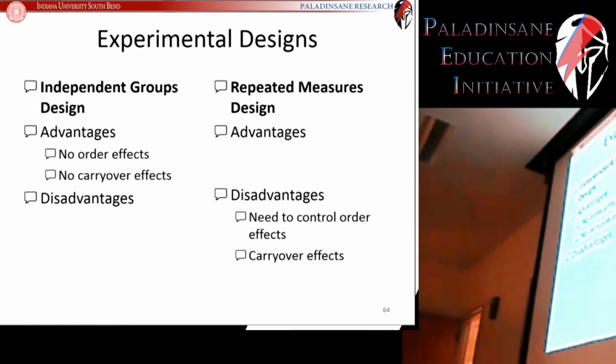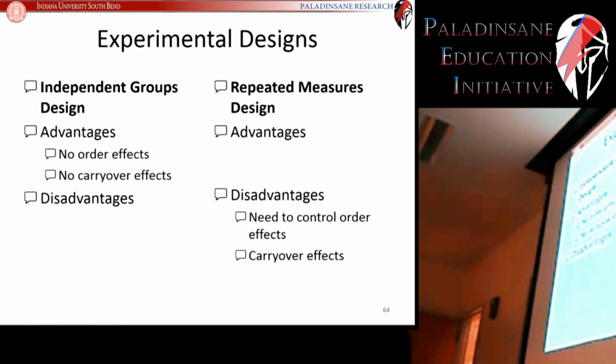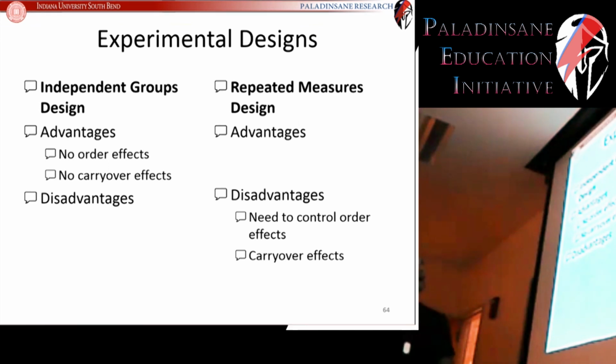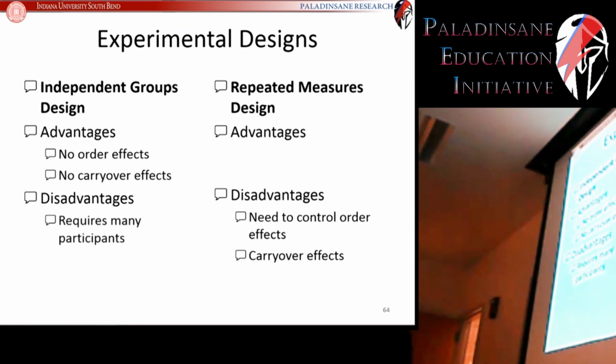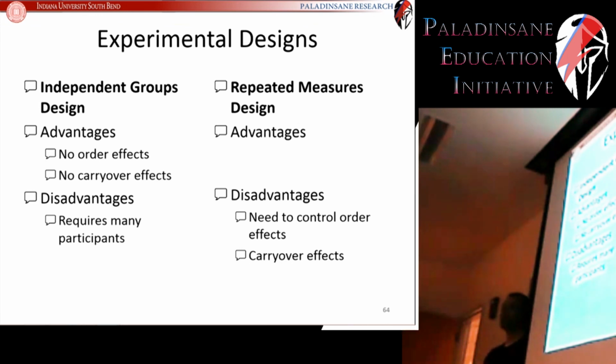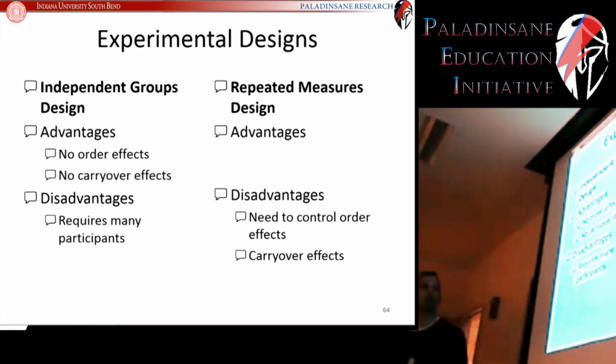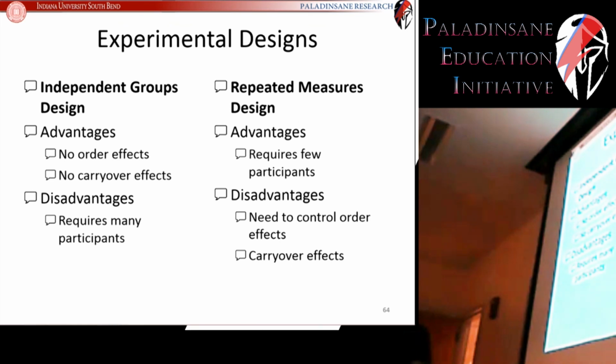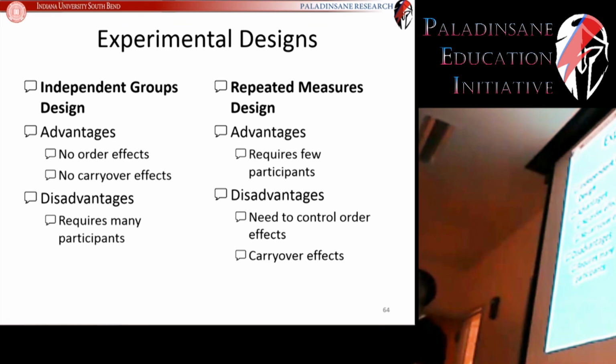All right, so far we've talked about the advantages for this and disadvantages for repeated. What are the advantages for the repeated measures and the disadvantages for the independent groups design? So one of the big disadvantages for the independent groups design is that it requires many participants. And depending upon the design of your experiment, tons of participants. Whereas the repeated measures design requires much fewer participants.